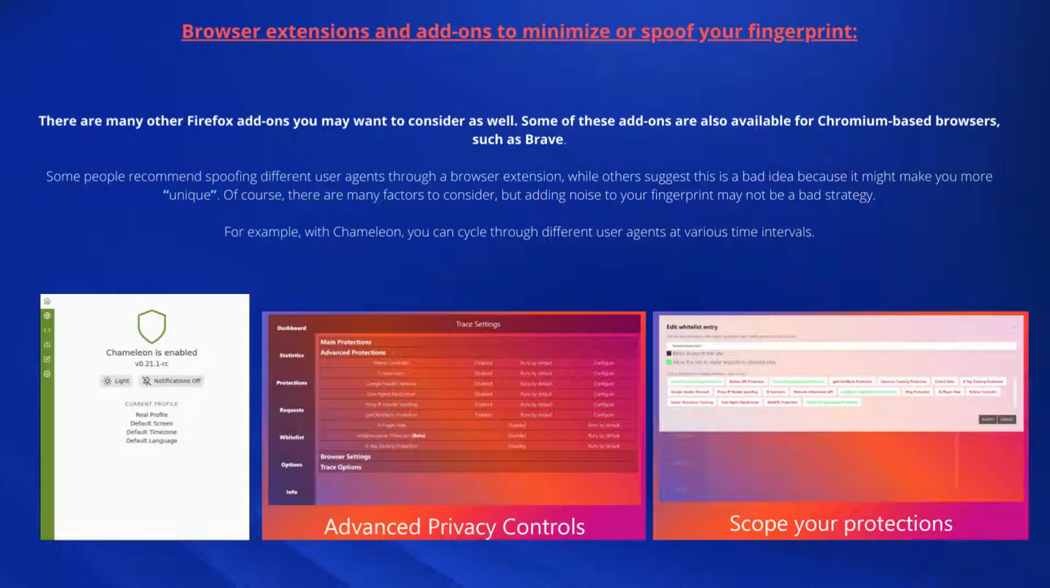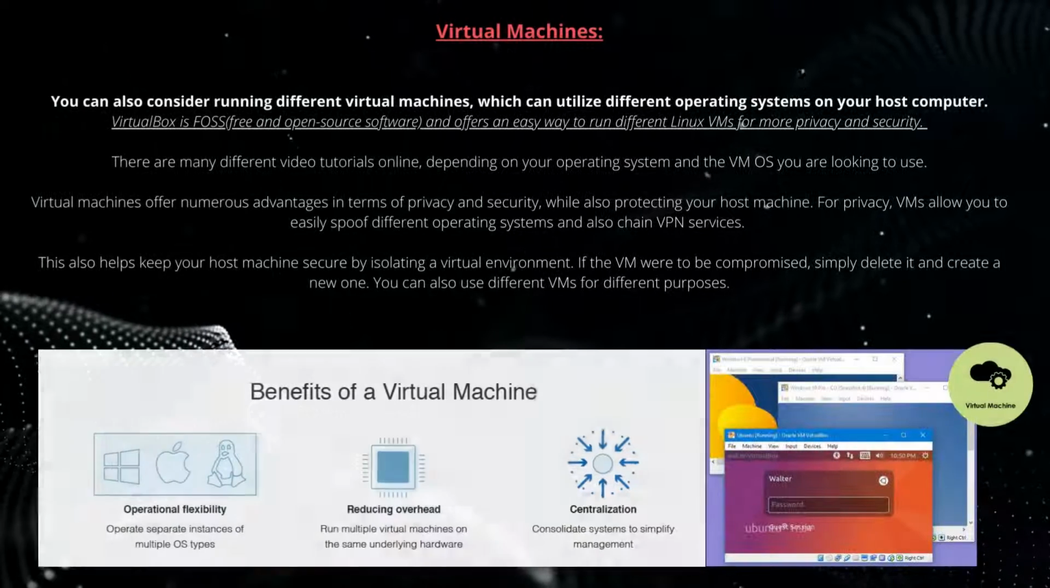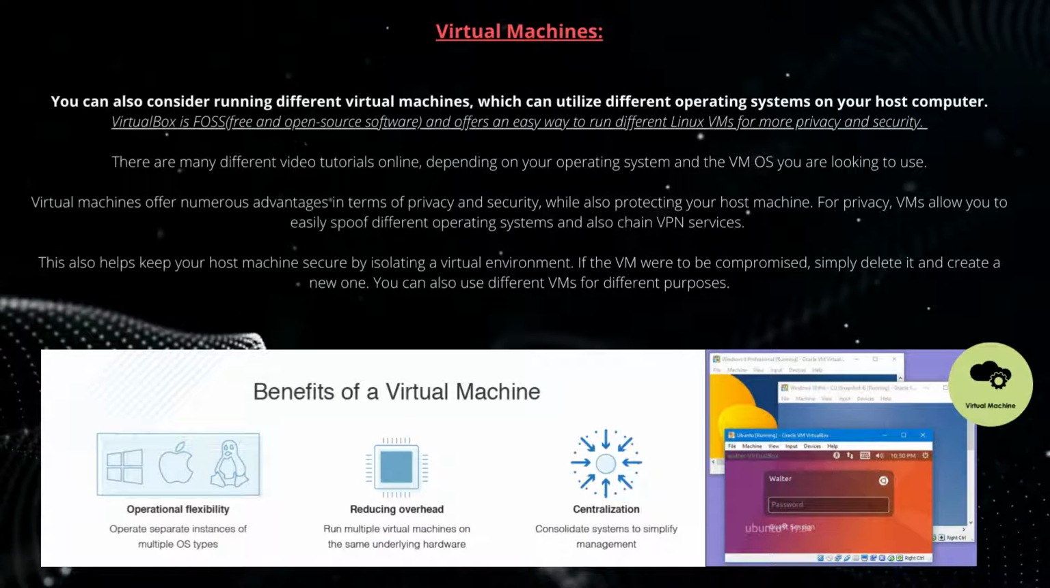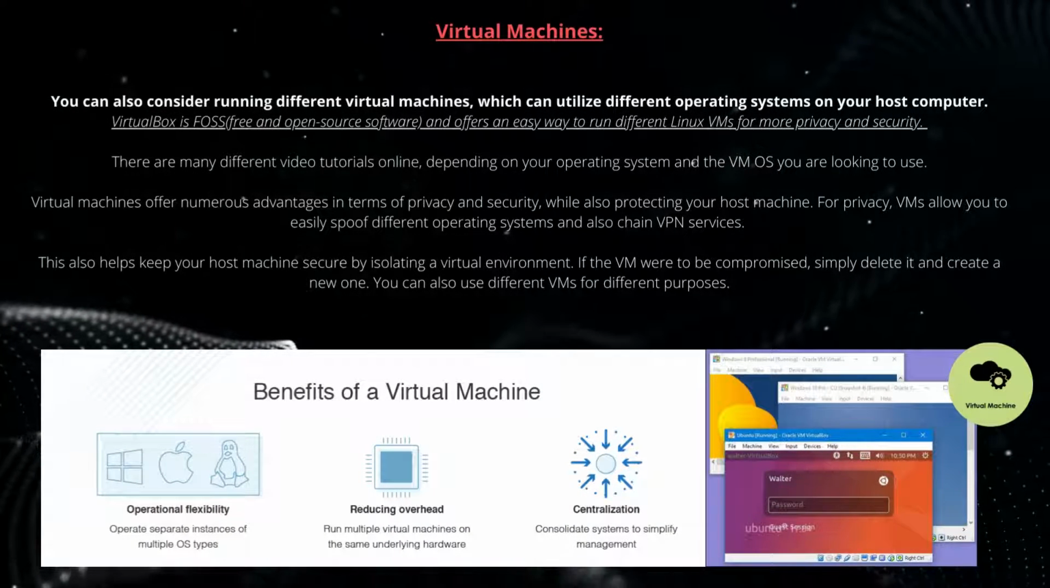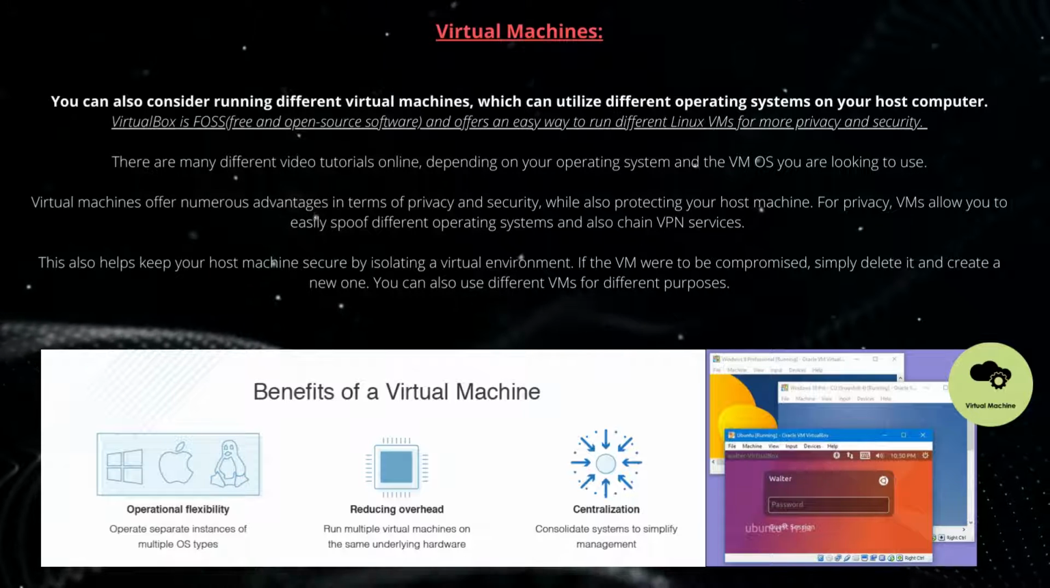Of course, there are many factors to consider, but adding noise to your fingerprint may not be a bad strategy. For example, with Chameleon, you can cycle through different user agents at various time intervals. Now let's look at another option for modifying your browser fingerprint, the use of virtual machines. You can also consider running different virtual machines which can utilize different operating systems on your host computer.